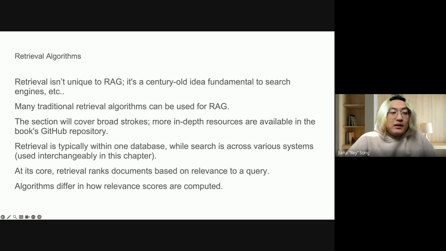systems. At its core, the primary function of any retrieval algorithm is to rank documents based on their relevance to a given query. This ranking is what allows us to surface the most pertinent information to feed into our language model. Finally, it's important to understand that different retrieval algorithms vary in how they actually compute these relevance scores. So we'll be exploring some of these key differences next.